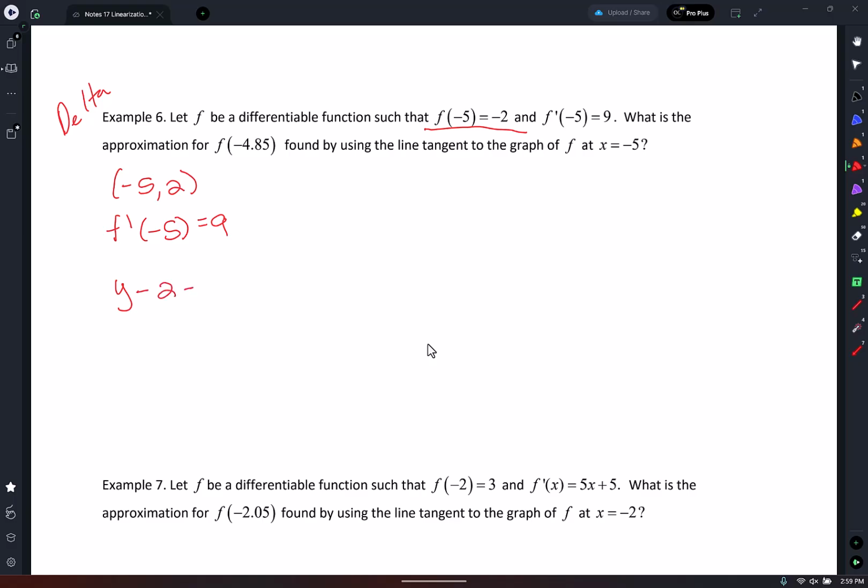Can I erase this? Why did you find a point and why did you get that slope? What are you doing? Oh, okay. You have a point and a slope because you want to make a tangent line equation to find this approximation. So I'm using my tangent line to approximate?